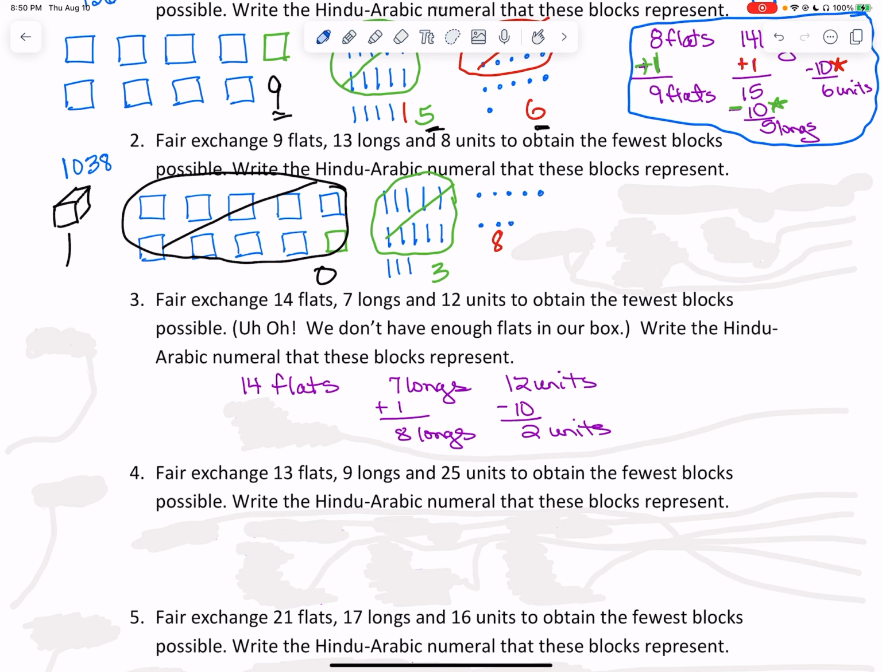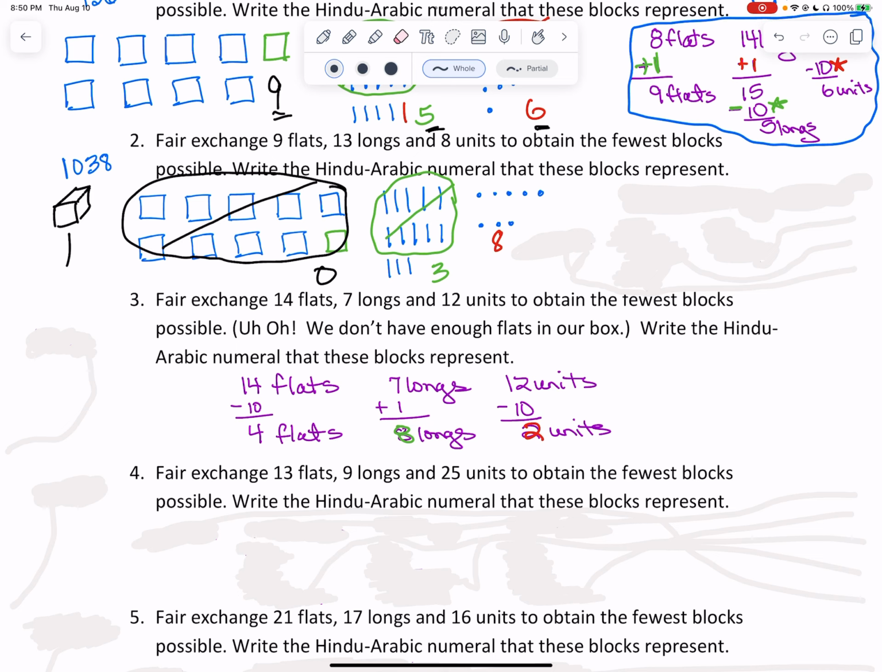So I know that I have 2 units. I've got 8 longs, okay? I don't need to subtract but I could have. If I had wound up with 11 longs, then I would be subtracting again. Anyway, so I didn't have to add anything. So now I have 14 flats.